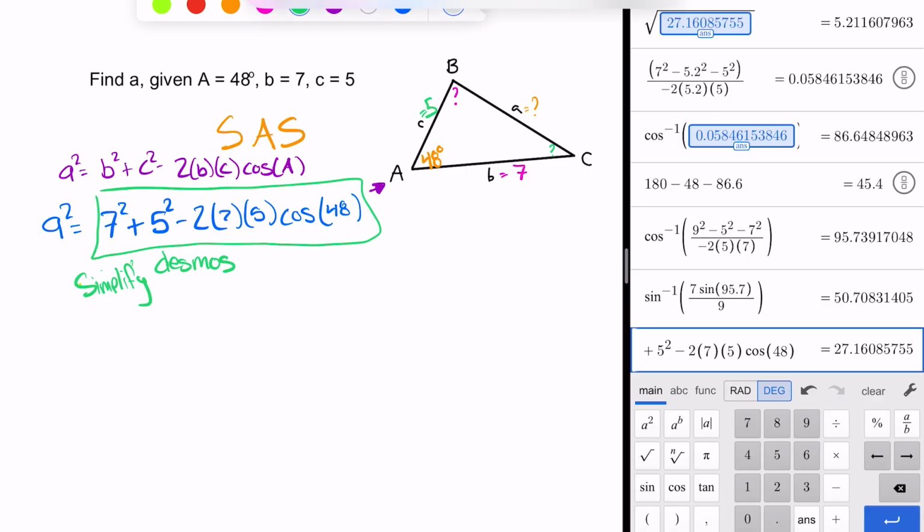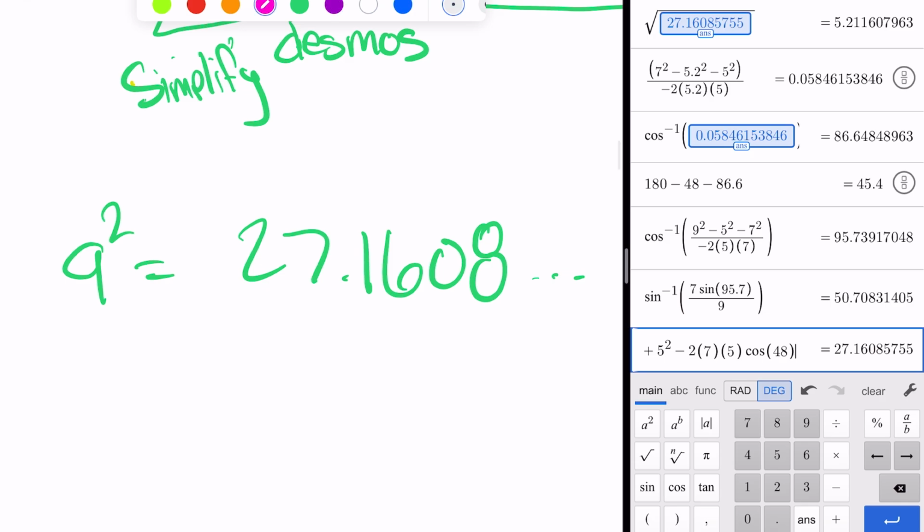make sure I have this whole thing. All right, that looks good. Cosine of 48. So I have my a squared. a squared is equal to 27.1608 and change. Now, in order for me to get the a by itself, I do need to take the square root of both of those sides.